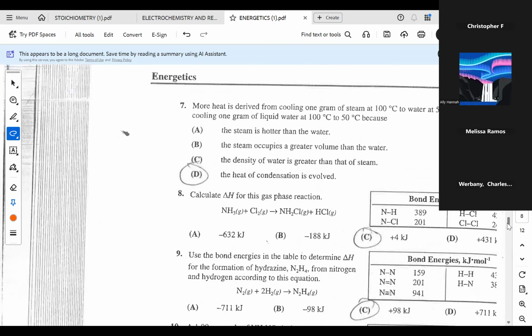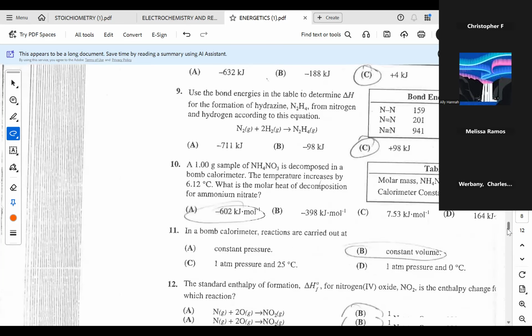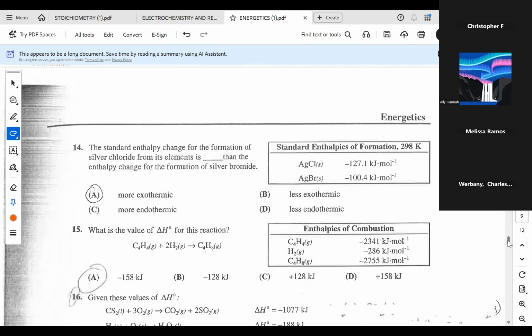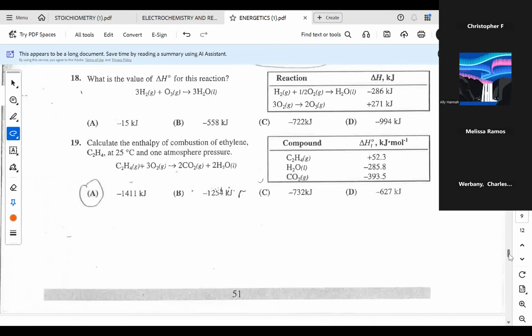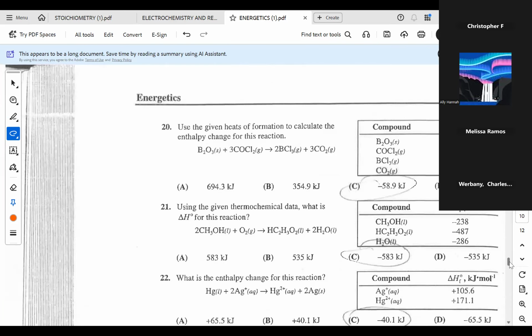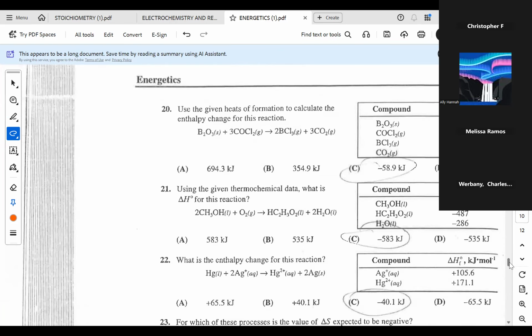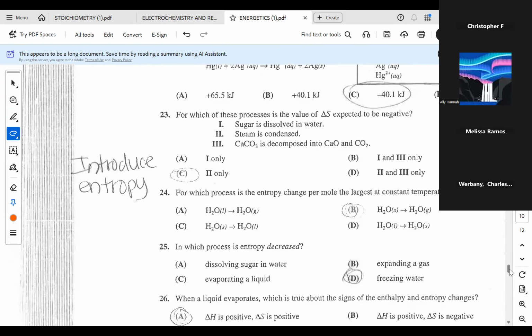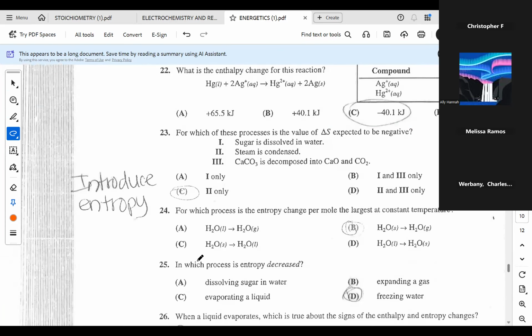Trying to find some more relevant stuff here. Lots of enthalpy of combustion. Let's see. Now, you won't have this many problems that deal with this type of calculation, so don't be shocked if there's not this many calculation questions that deal with enthalpy changes.